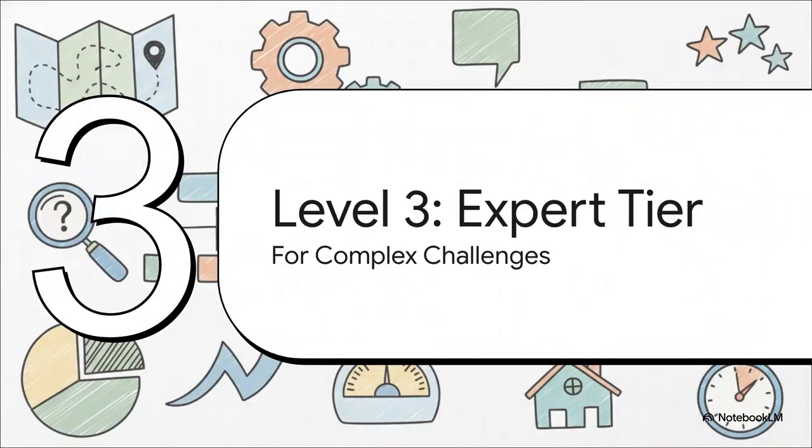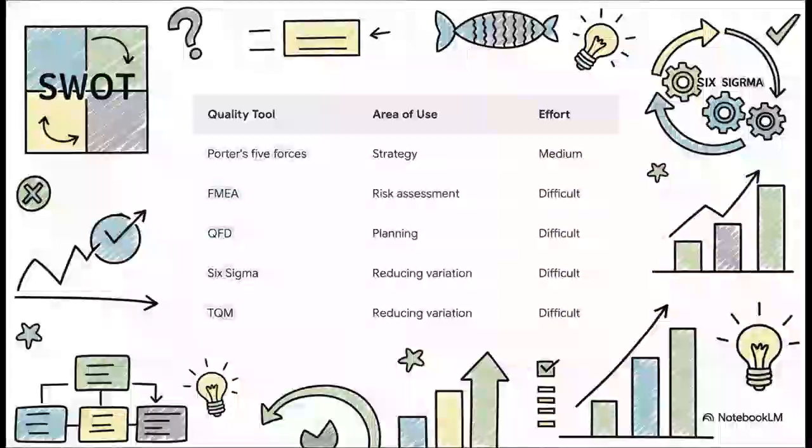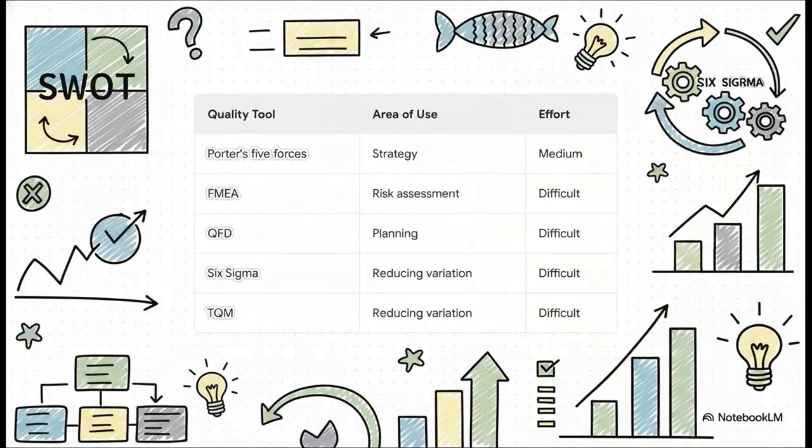And now for the heavy hitters, Level 3. These are the 3-star tools, and they're not just tools, they are entire methodologies. These are not for a casual Tuesday meeting. They're for tackling really complex, deep-rooted issues, and they require a real investment in learning. Yeah, we're talking about massive frameworks like Six Sigma or total quality management. And you'll see tools like FMEA, which is for deep risk assessment, and the effort level is often difficult. These demand a huge commitment, for sure, but when they're used right, their power to totally transform how you do business is just incredible.